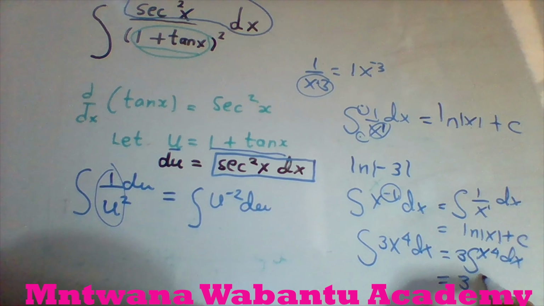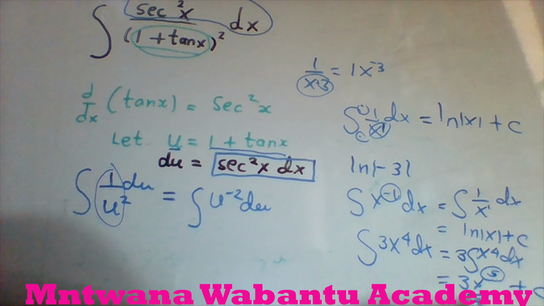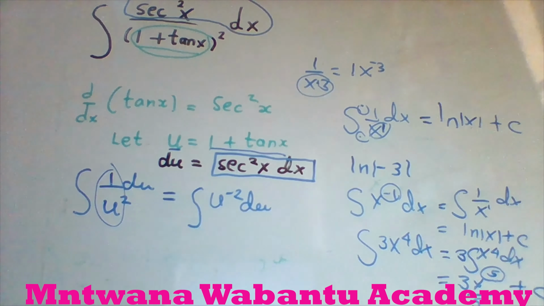So you take this power and add 1. So this could be x, 4 plus 1 equals 5, and then you divide by the same thing, which is 5. And then you plus c. So 3 over 5, x power 5 plus c. That's the answer.